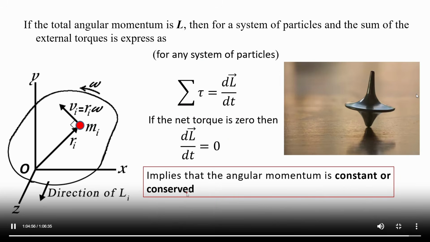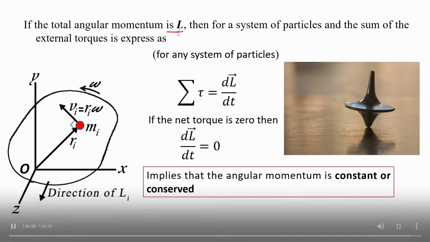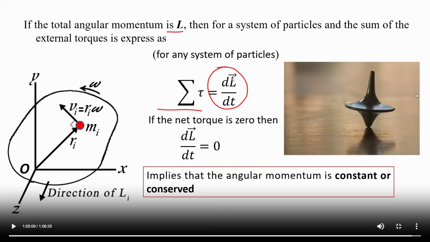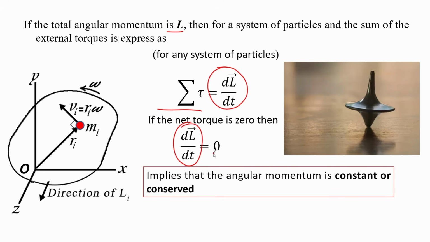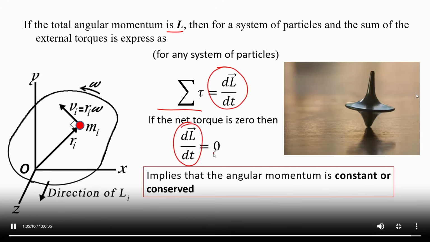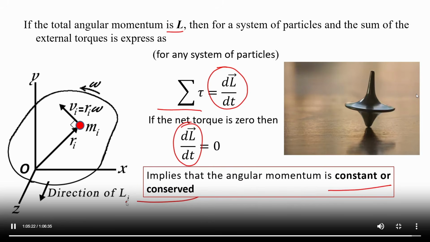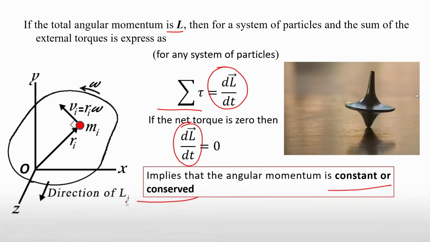Wow. Now, if the total angular momentum is L, then for a system of particles, the sum of the external torques must be expressed as this: sum of torque is equal to dL over dt. If the net torque is 0, then dL over dt is equal to 0. This implies that the angular momentum is constant or conserved. In this scenario, if there are no other forces involved on a body, it will continue to rotate until it is acted upon by some other external torque.